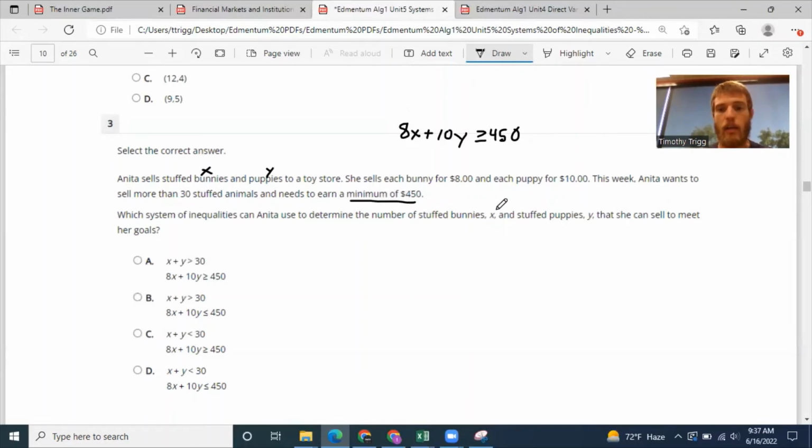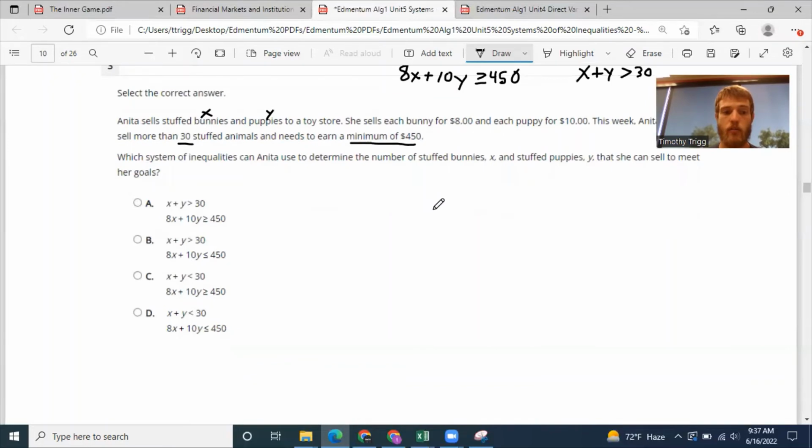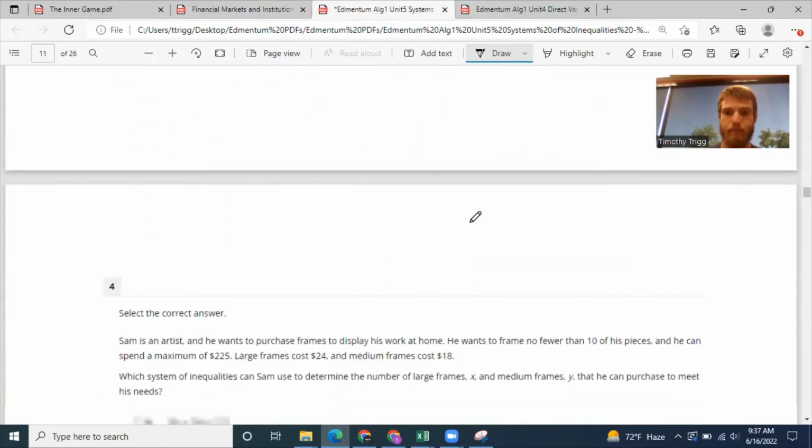And your second inequality has to do with the quantity of stuffed animals, right? Anita wants to sell more than 30. So the number of bunnies plus the number of puppies, she wants that to be more than 30. So the number of puppies sold plus the number of bunnies sold, she wants to be greater than 30, right? More than 30. So those are your two inequalities. And so that should be that.